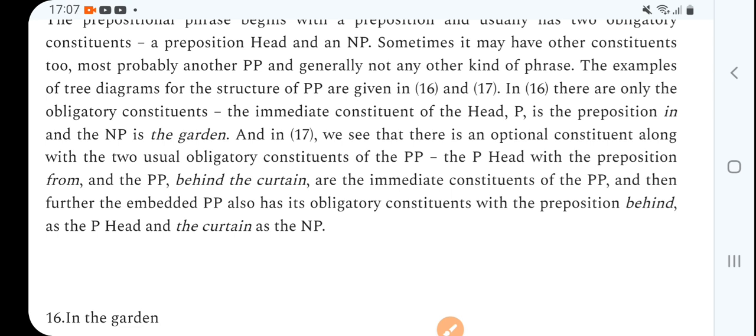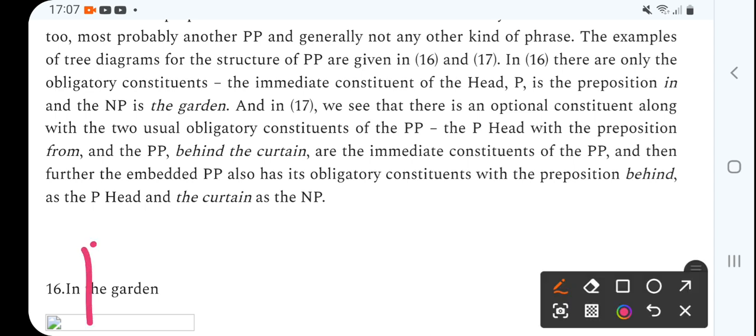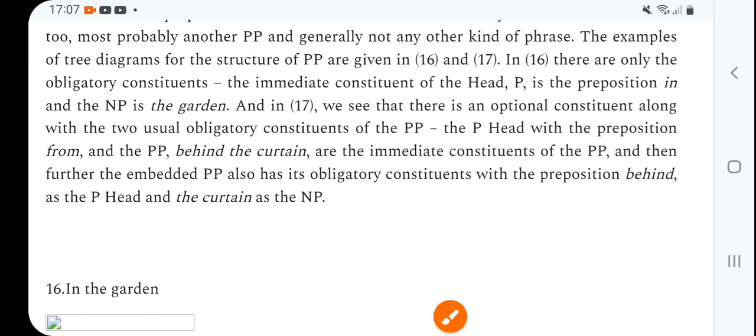The example tree diagrams of the structure of PP are given. That is not shown here. There are only the obligatory constituents. The immediate constituents are the head P, the preposition, and the NP, the garden. Here, in the garden: in is the preposition and the garden is the NP, right? So this is compulsory, the mandatory part of this phrase.